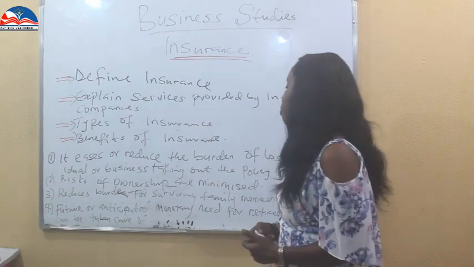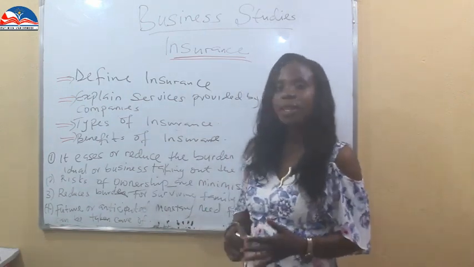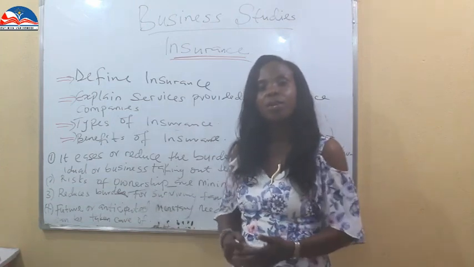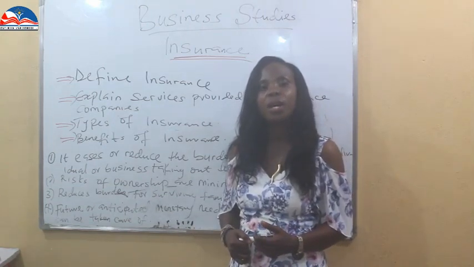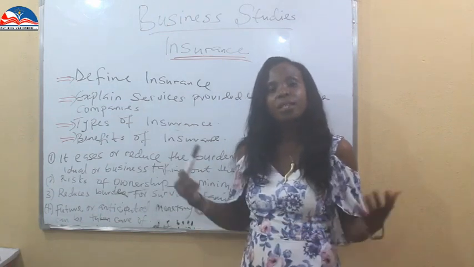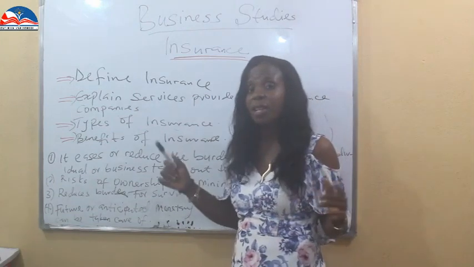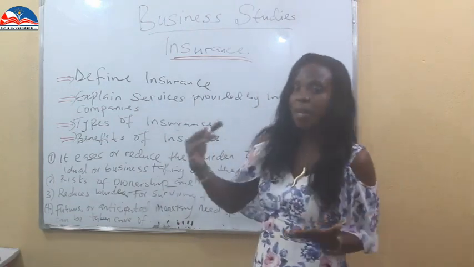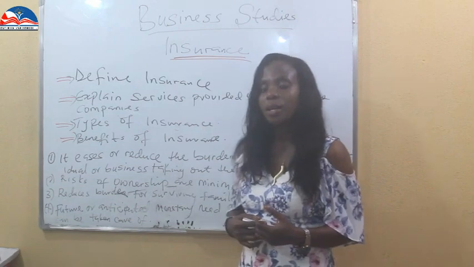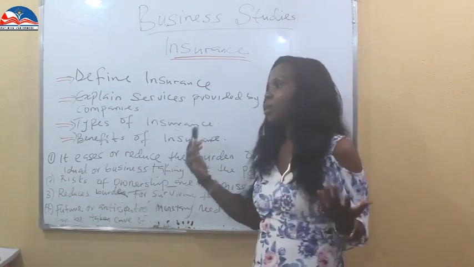Risk of ownership is minimized. You can insure your business against a particular thing, and when it happens, the risk becomes minimized for you, the business owner. Your goods are insured, your business is insured, and so the loss you will suffer, the risk, every business has its own risk, but the risk will be minimal compared to other individuals that do not have such a policy on hand.